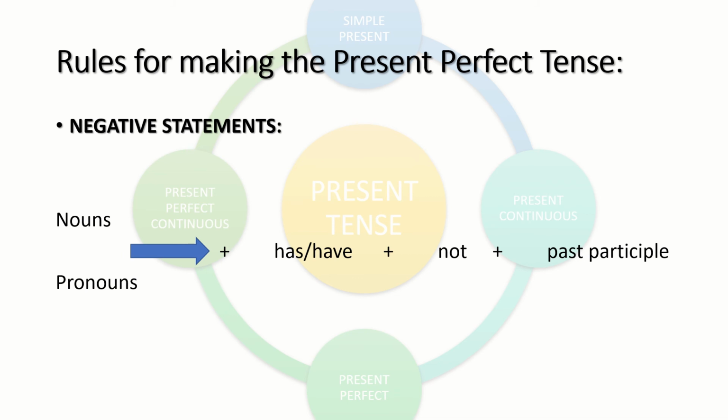In the negative statements, on the other hand, we will use the nouns or pronouns. Okay. To that we will add the has or have, the helping verb. To that we add a not. And again to that we add a past participle form of the verb. I have not prayed. He has not surprised me.